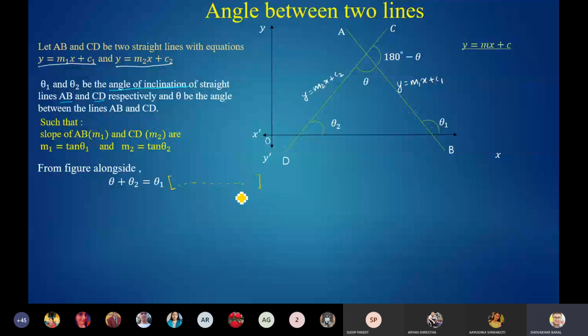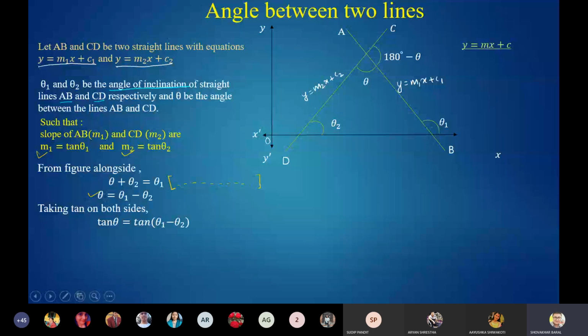So theta is equal to theta 1 minus theta 2. Since our aim is to find the value of theta, what is our target? We have to find theta. So I am shifting theta 1 and theta 2 to the other side. Please write it up here, and I am going to link it with slope. I am trying to write the slope formula. So slope will be given by tan theta. So let's take tan on both sides. Taking tan on both sides, tan theta is equal to tan of theta 1 minus theta 2.